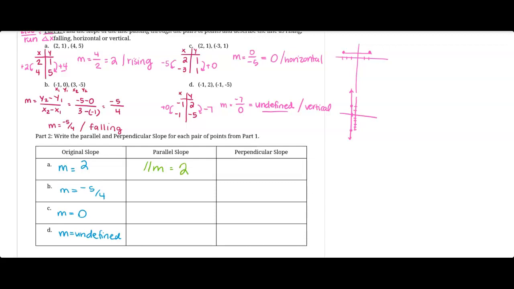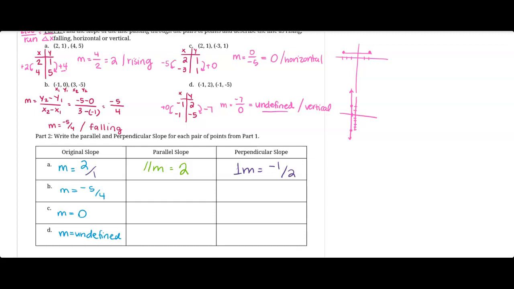The perpendicular slope, we need to flip the fraction and then change the sign. So 2 is a whole number. To think of that as a fraction, we're going to put 2 over 1. So the perpendicular slope will then be negative 1 over 2. I flip my fraction and then I change the sign.